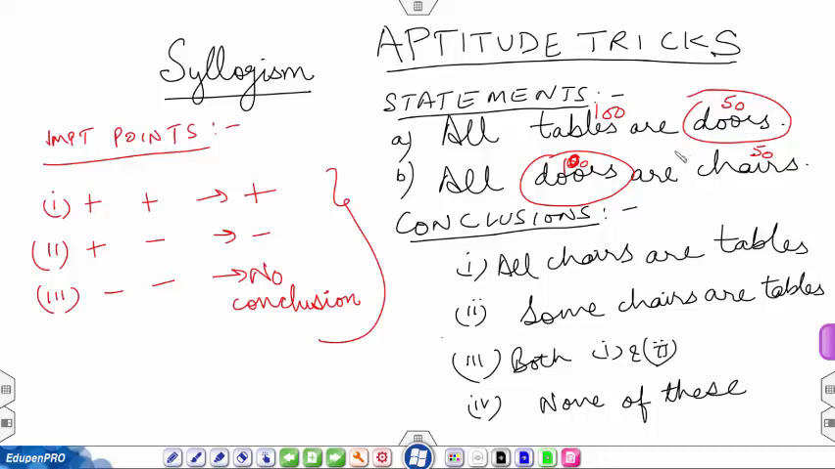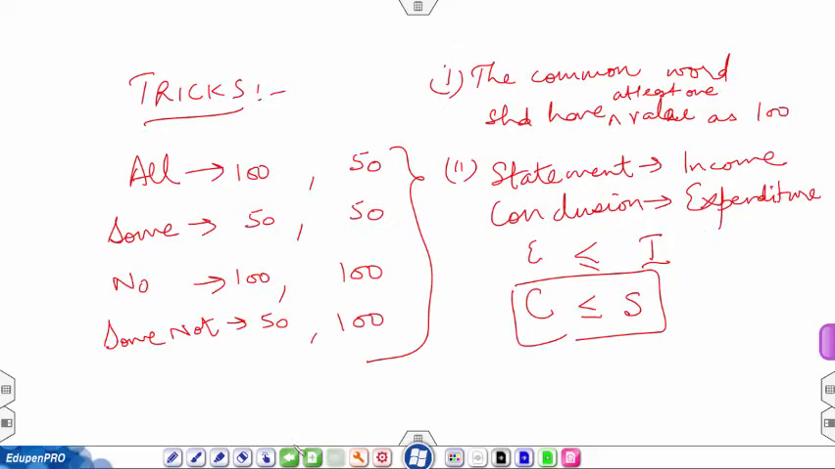What is the common word? Doors. Does the word doors have at least one value as 100? Yes. So the common word fulfills that criteria. So that's okay. Now let's go to the options. The first starts with all, so 150, and the second starts with some. So when it starts with some, the value should be 50 and 50. Remember when I said the statement starts with some, it should be 50 and 50.